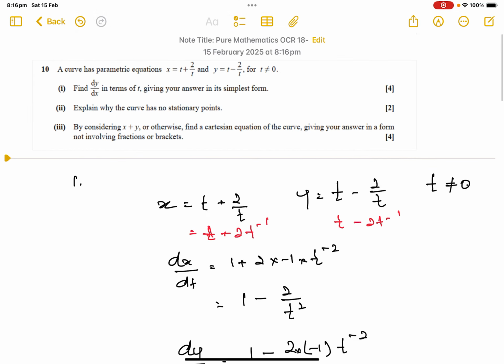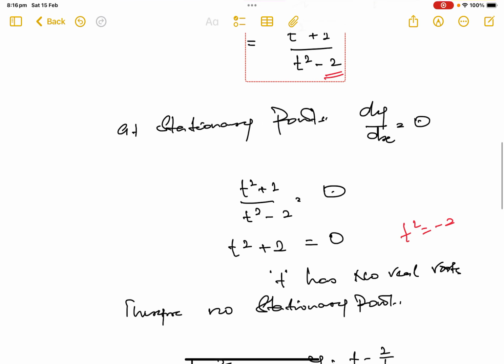Next part: explain why the curve has no stationary points. At stationary points, dy/dx always equals 0. The gradient at any point of the curve, dy/dx, is 0 at a turning point. Because of that, the tangent to the curve will be parallel to the x-axis.